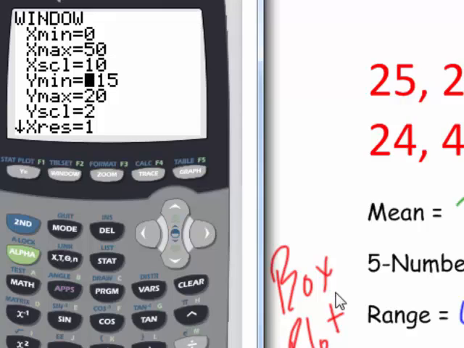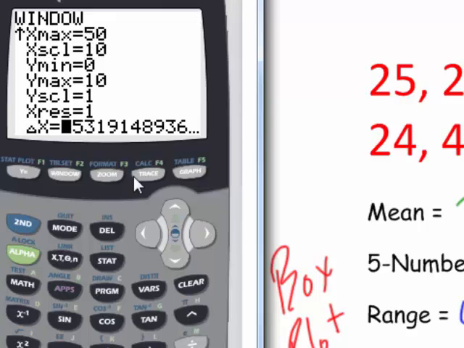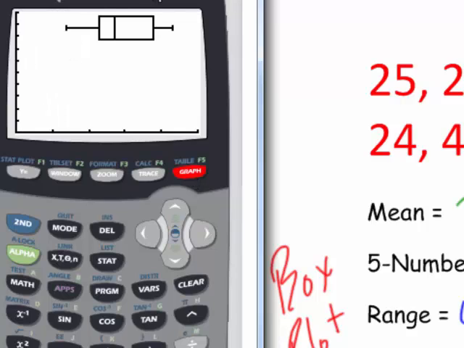Well, the box plot kind of puts it in depending on what your y's are. So I usually just go 0 to 10. That shouldn't affect it. If it's just one variable data, then we'll count by 1s. Resolution should be 1, and then we just leave that whatever it calculates. All right, so let's go ahead and graph. There we go. Got my box plot.